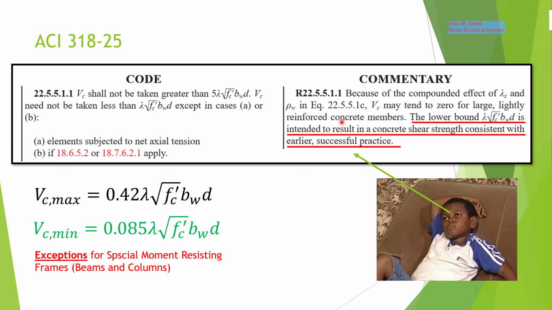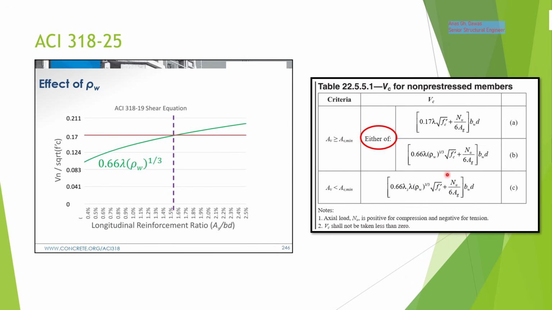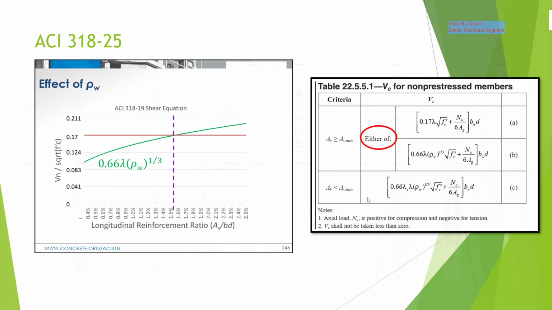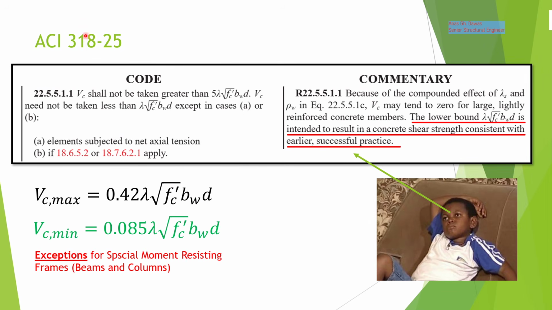But in ACI 318-25, there are a lot of major changes in such situations. I will say that the code members recognized that this equation resulted in a very low shear capacity. That's why they provided a minimum threshold. So if you calculate the shear capacity from this equation and you get a specific number, as per ACI 318-25, now there is a minimum threshold.